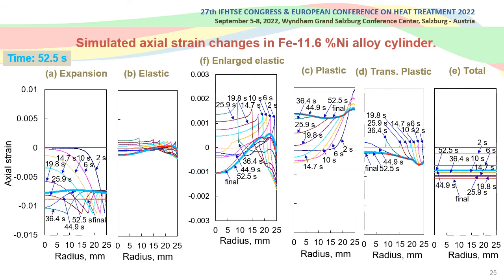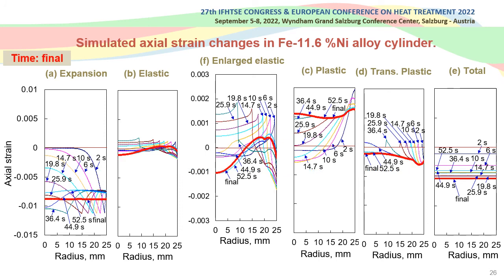The slide shows the various strains at 52.5 seconds. The decrease in elastic strain at the core corresponds to an increase in expansion strain and the decrease in transformation plastic strain due to martensitic transformation in that area. The increase in total strain is small.